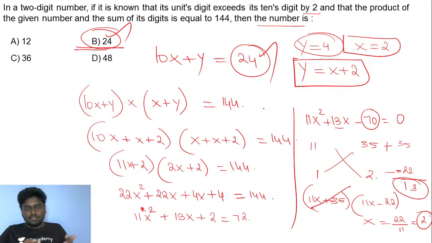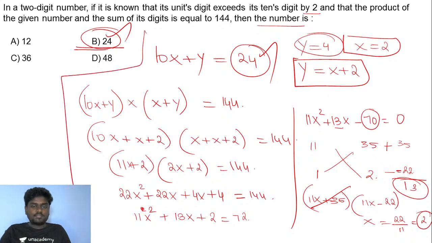See, this is one way of doing it, but I can smartly, without even doing all these solutions, simply arrive at it just by going with the options. The very first statement says that the unit digit exceeds the tens digit by 2, means the unit digit is greater than the tens digit by 2. So if you go for the first option, 1 and 2, the unit digit is 2, the tens digit is 1. Here the unit digit exceeds the tens digit by 1, so it gets ruled out.